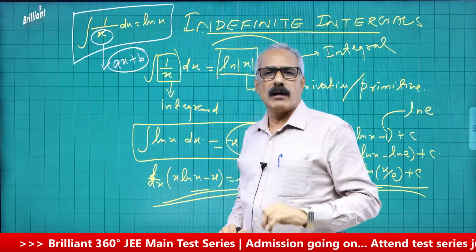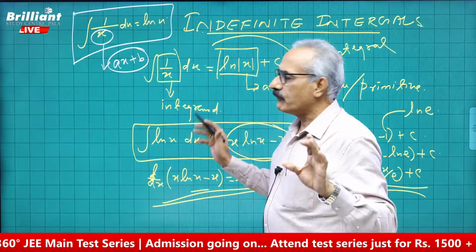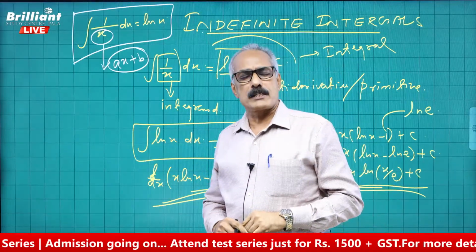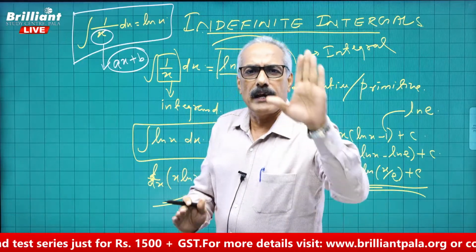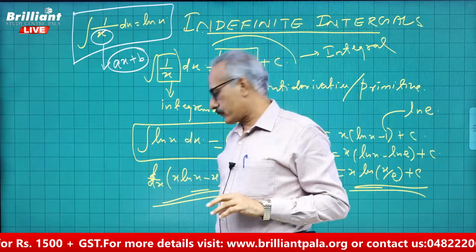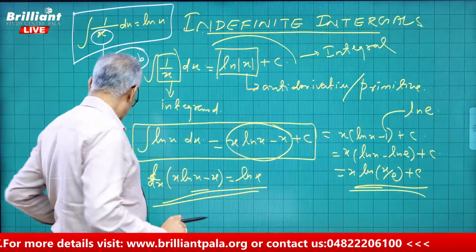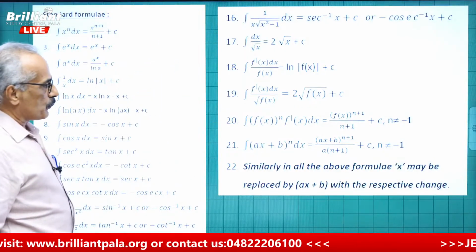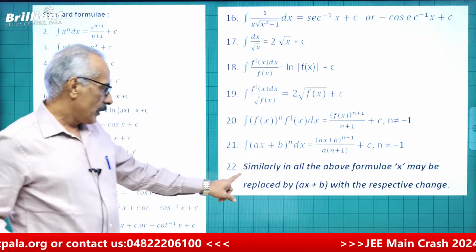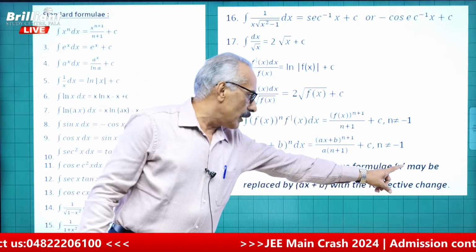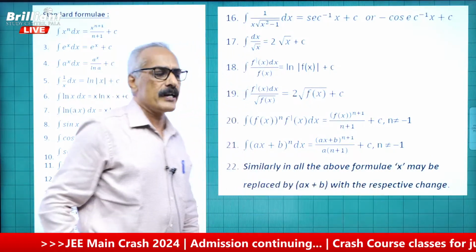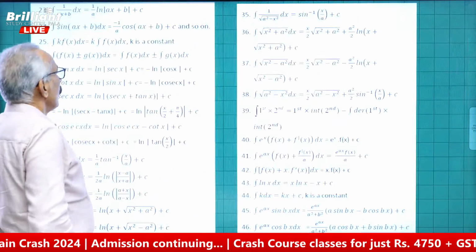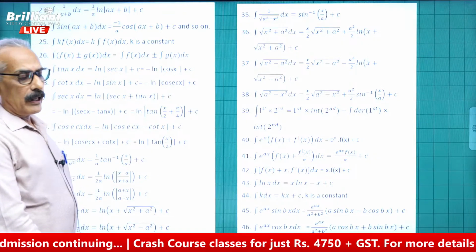Every x in the formula may be replaced by the first degree polynomial ax plus b. Then you apply the formula and divide the answer by a. A means the coefficient of x. For example, these are the formulae which I have shown you, everything. Similarly, in all the above formulae, x may be replaced by ax plus b with the respective changes.